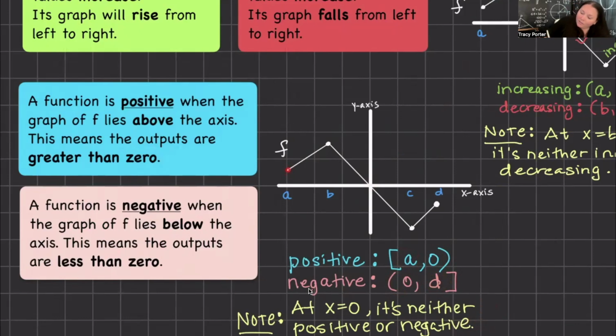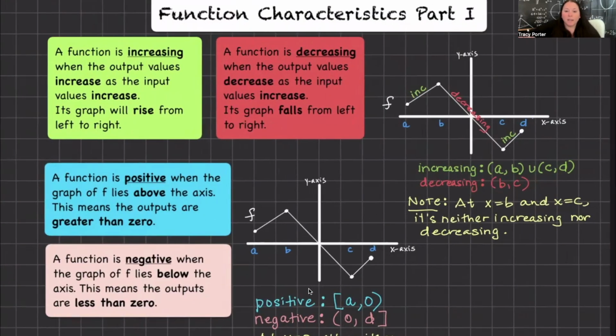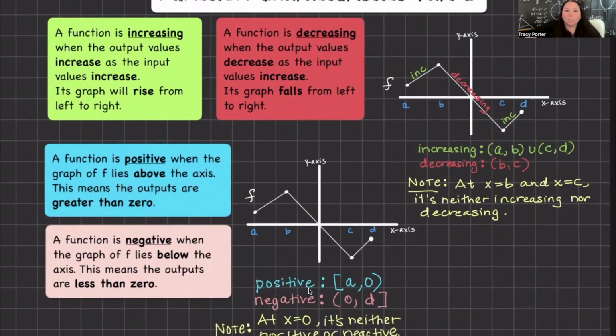And everything is above the x-axis until you get right here to 0. So everything, including A, all the way to 0. And then similarly, everything not including 0, but if we go all the way to D, D would also produce a negative function value. So you can put a bracket around that one.